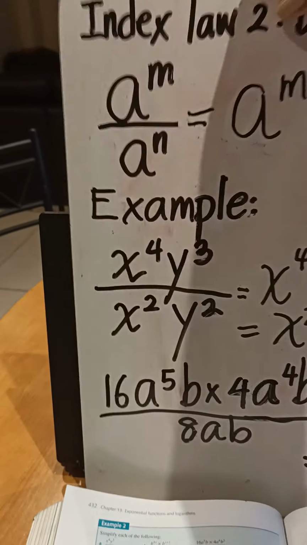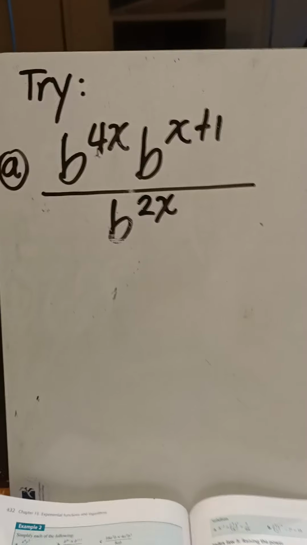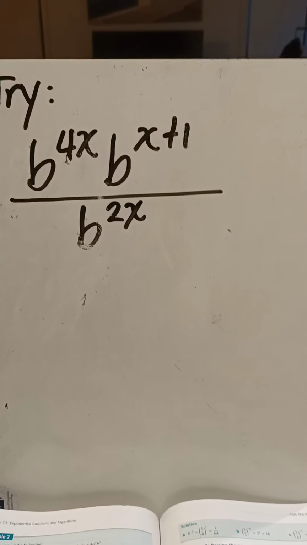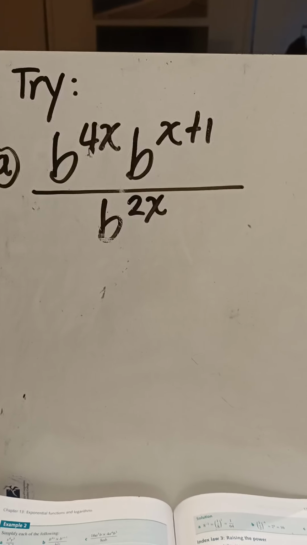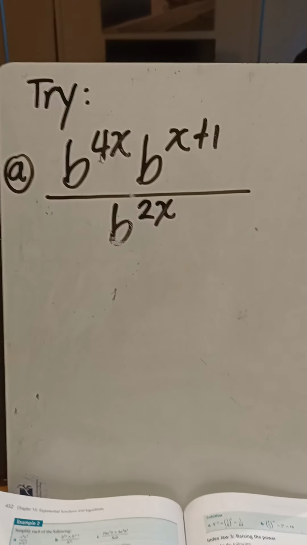Now, let's flip it over. I want you to try it yourself. So, if you have b to the power 4x, b to the x plus 1, divided by b to the 2x, I'll give you 30 seconds to think about it.